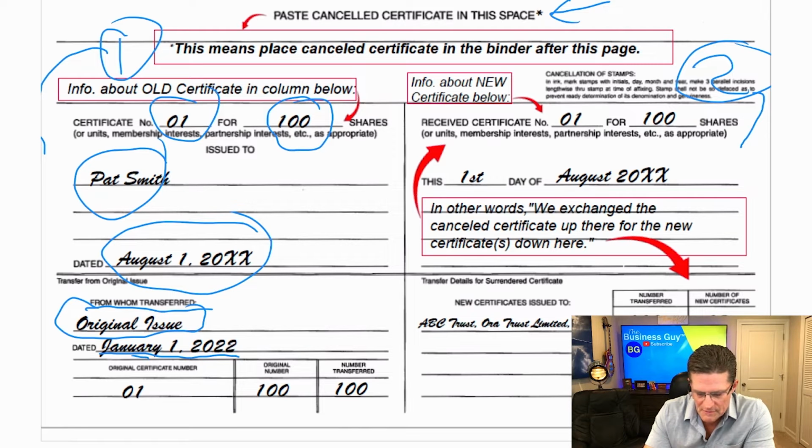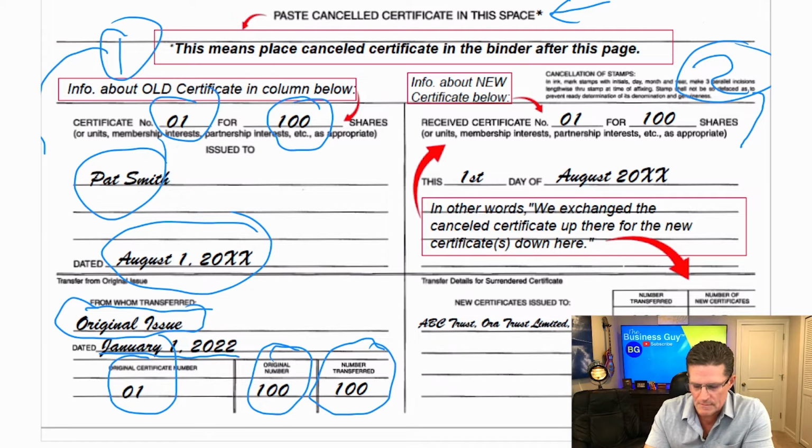Again, the original certificate number was 01, represented 100 units of membership interest, and we're transferring all 100 units. If we were only transferring 50 units of membership interest to another person, we would fill out two certificates, one with 50 membership units for Pat Smith and one for 50 units for the next person. But in this case, we're transferring all 100 units of membership interest.